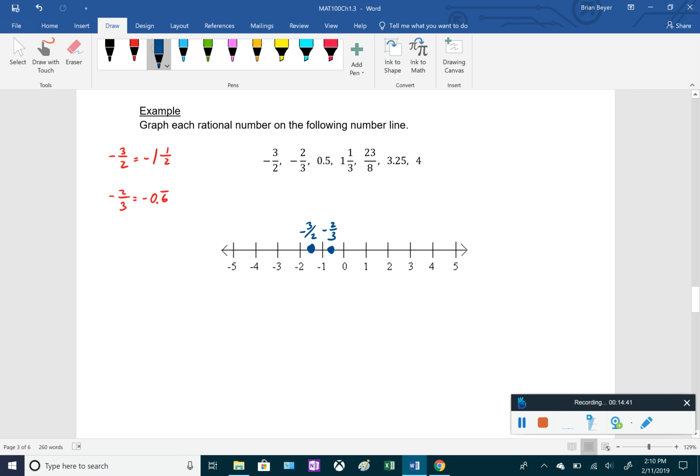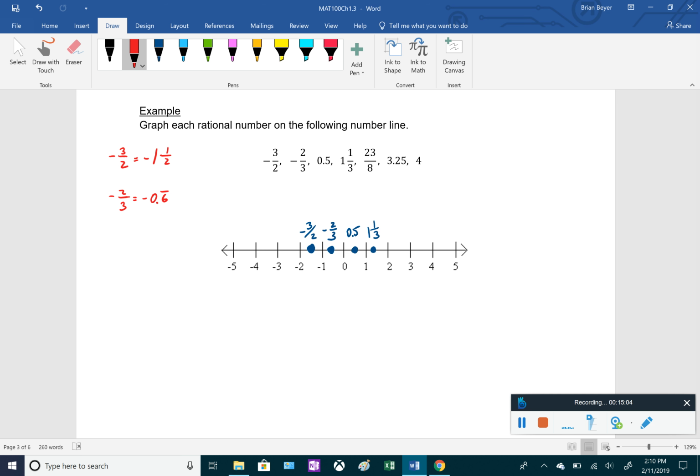And next for 0.5, 0.5 is just 1/2. So that's going to be right here. So that's 0.5. For 1 1/3, that's going to be 1.3 repeating. Or you go to 1 and then you go 1/3 of the distance between 1 and 2, which may be about right here. So next one, 23 over 8 might be a little bit harder.